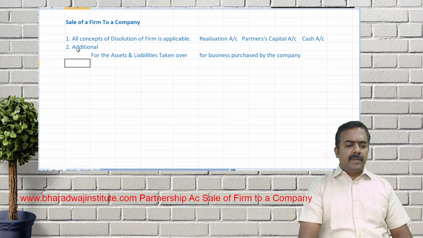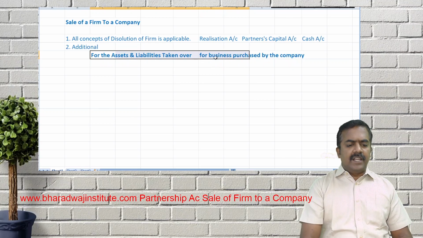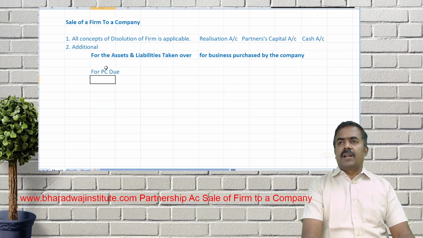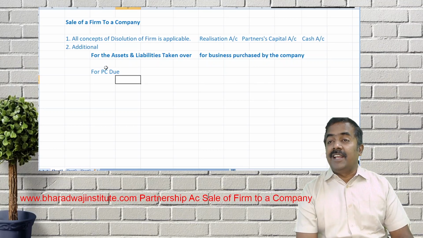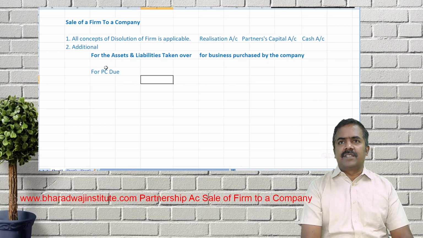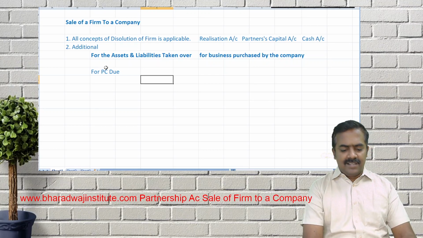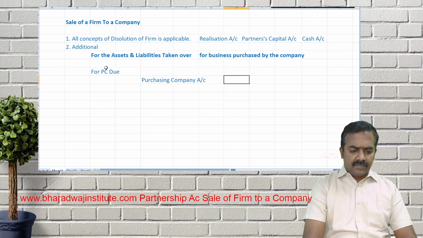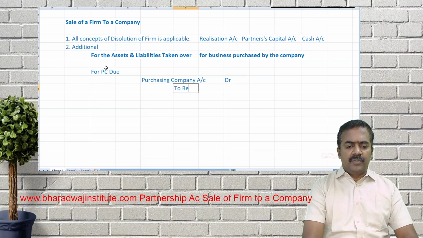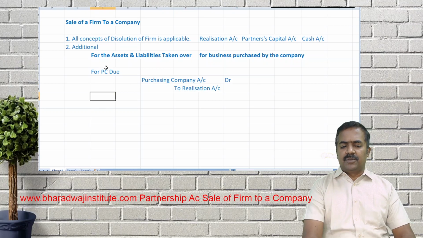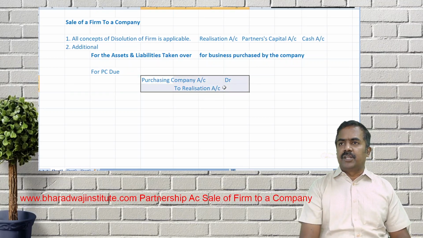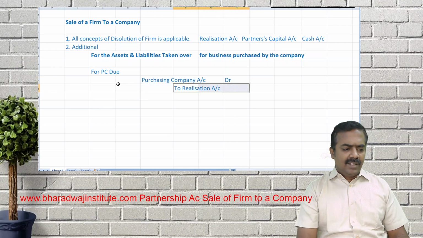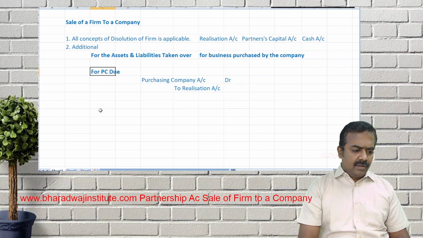There will be 2 set of entries. One is they have to pay us purchase consideration. For purchase consideration due, this is similar to amalgamation, selling company books. For purchase consideration due, what is the entry we will pass? Purchasing company account debtor to realization account. Do you remember? Purchasing company account debtor to which account? Realization account. Why? Because all assets and liabilities are there in the realization account.